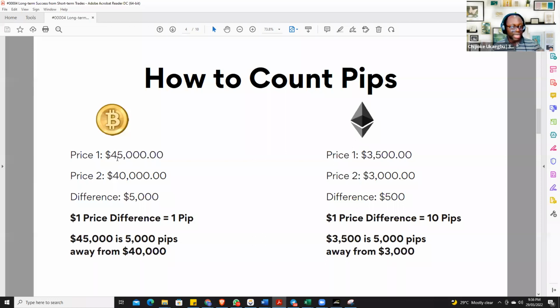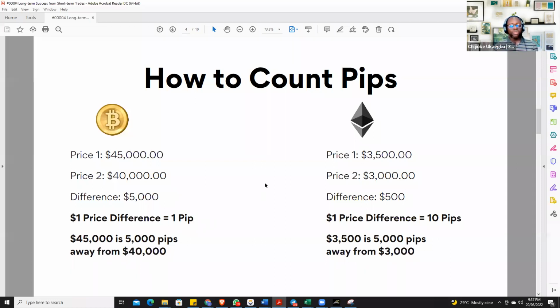To calculate the distance in pips, you ask yourself, what is the first price? You know the price, you ignore the decimals. You just want whole numbers. What's the second price? You know what that price is for Bitcoin. Simply subtract the smaller number from the bigger number. That will give you the number of pips between those two prices.